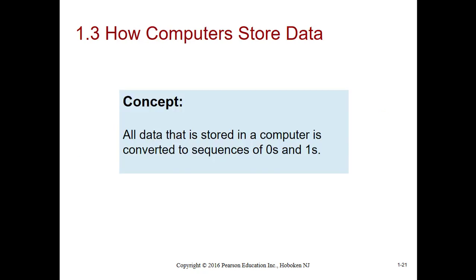All data that is stored in a computer is converted to a sequence of zeros and ones. That's all the computer recognizes. I type in an A on my keyboard, an A shows up on my monitor, but internally, all the computer sees is a group of zeros and ones.